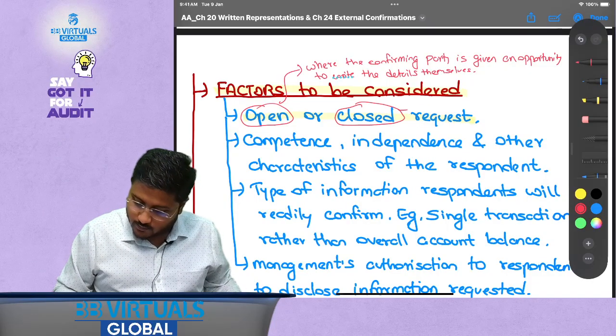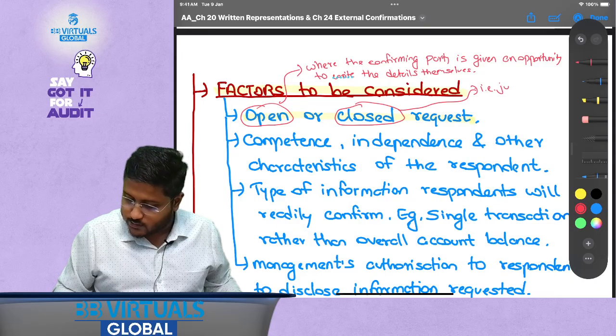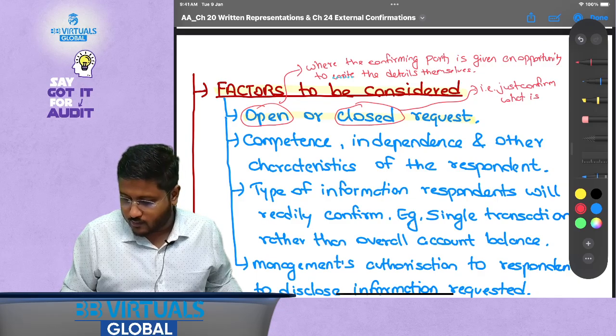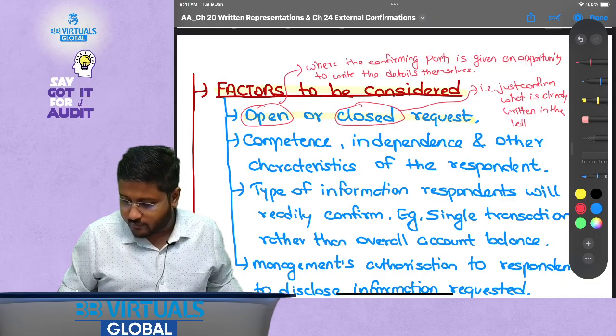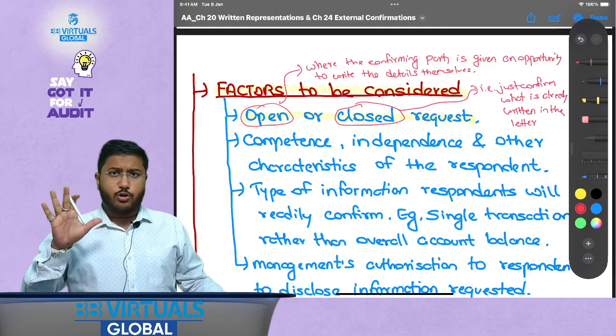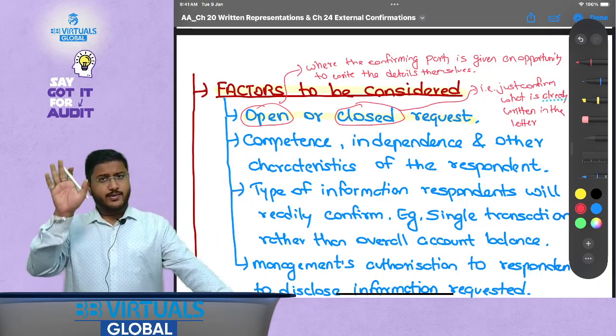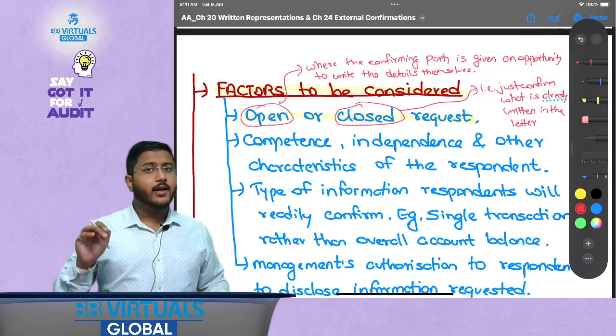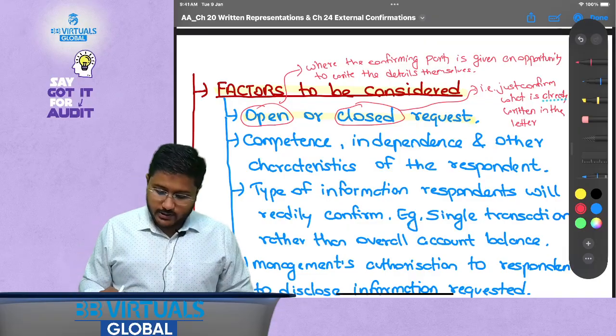That is, just confirm what is already written in the letter. That is what the auditor would do. Auditor would pre-print the balances, will send it to the particular confirming party and will just ask for the confirmation. That is it.